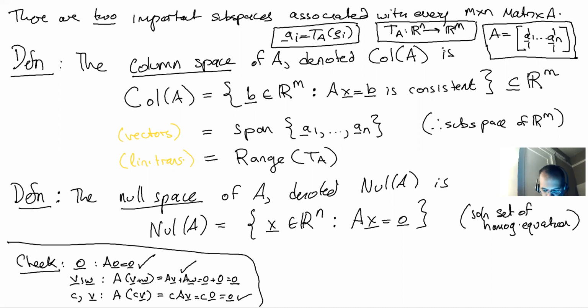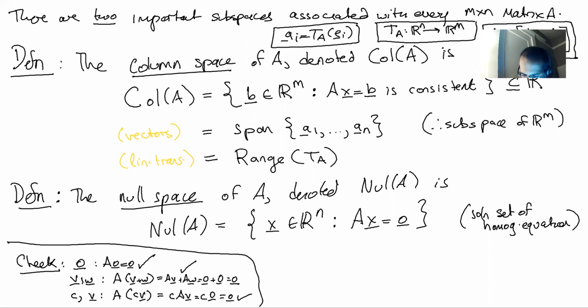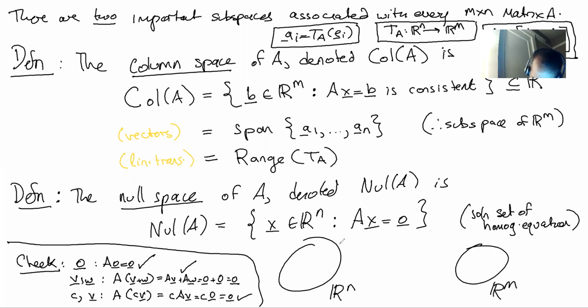Now, since some people mentioned one-to-one and onto, let me draw a picture of what these subspaces look like in the context of linear transformations. So let's say I have Rn, Rm, and I have my linear transformation TA going from Rn to Rm.